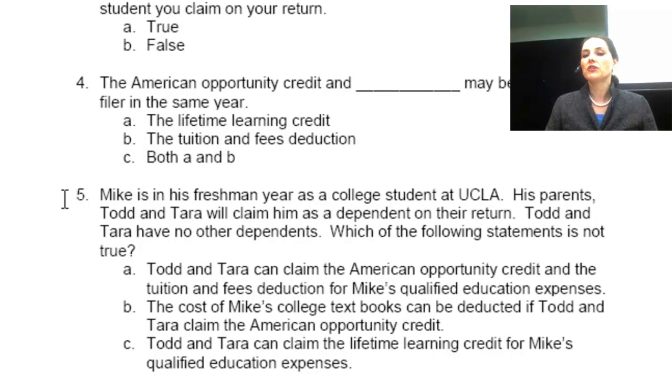Number 5, Mike is in his freshman year as a college student at UCLA. His parents, Todd and Tara, will claim him as a dependent on their return. Todd and Tara have no dependents. Which of the following statements is not true? Number A, Todd and Tara can claim the American Opportunity Credit and the tuition and fees deduction for Mike's expenses. I don't think so. B, the cost of Mike's college textbooks can be deducted if Todd and Tara claim the American Opportunity Credit. Absolutely, that is true. And C, Todd and Tara can claim the lifetime learning credit for Mike's qualified education expenses. Well, that's true too. So the question, though, is which statement is not true? Which one is not true? Number A. So that is the correct answer.